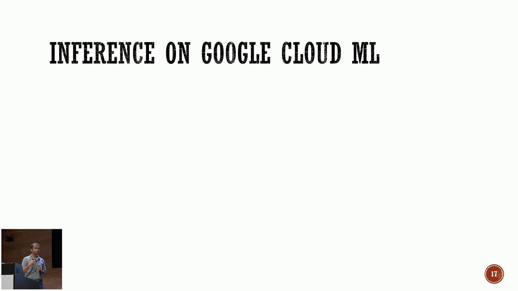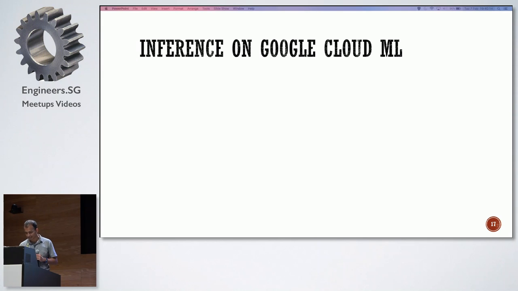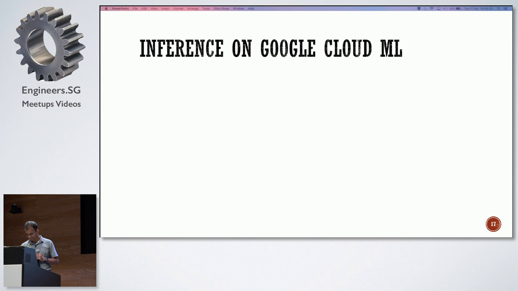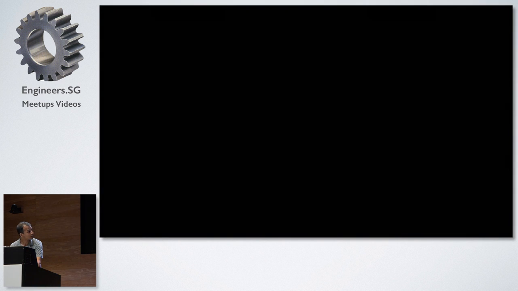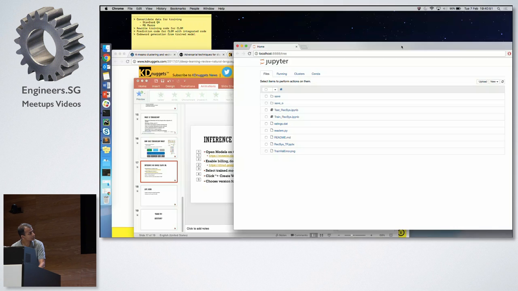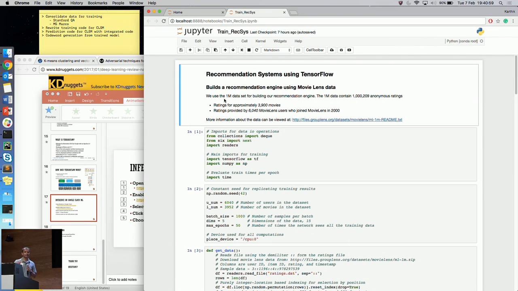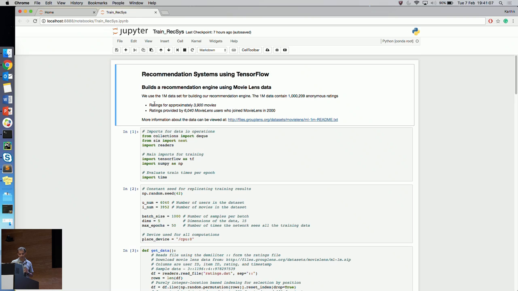So okay, let's just try out a neural network and see how it actually does that. The first thing is all the code is available on GitHub. So in the repository, you'll have a train recsys file. This is the recommendation system that is present in the repository.